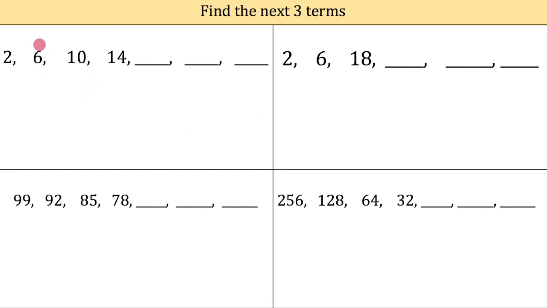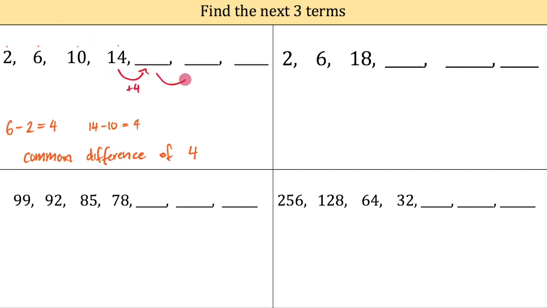And the reason why we know that is because, well, if I have 6 minus 2, that's going to be equal to 4. Or if I had 14 minus 10, 14 minus 10 is going to be 4. So I have a common difference of 4. Now, in your exercise, you just need to be able to write out what the next ones are going to be. So if we're plussing 4 each time, I'm going to be plussing 4, I'm going to be plussing 4, I'm going to be plussing 4.